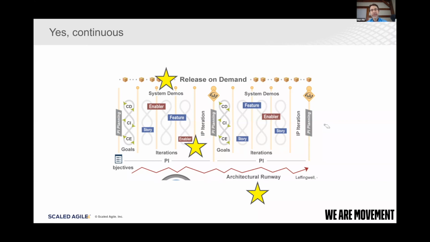Of course, architectural runway is always in motion. We're always having to lay down new architectural runway. And these are the working systems, the infrastructure that enables those release trains to deliver on demand. So as architects, think about where you can play in this part of the SAFe system to enable continuous delivery. Lots of opportunities in there.